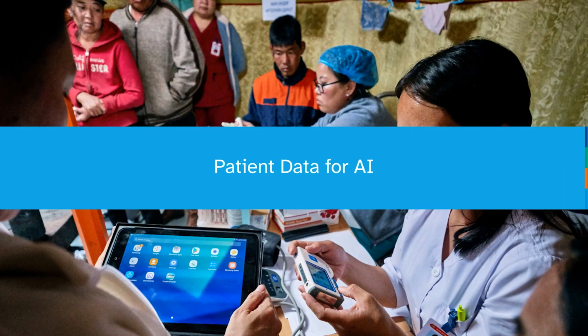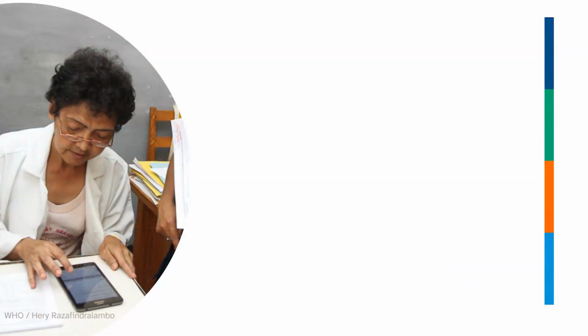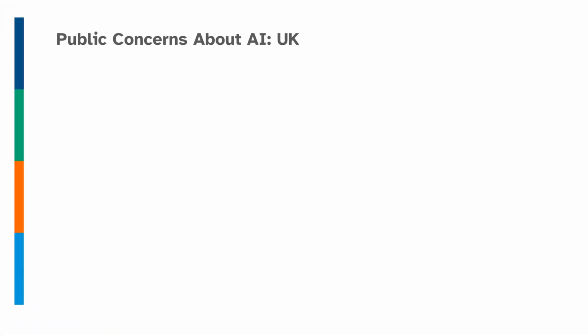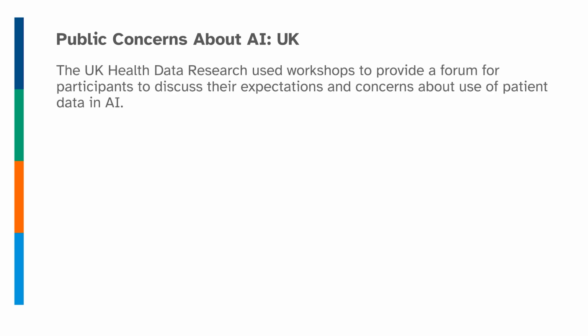Patient data for AI. A critical concern for the public is how data is collected and used for AI. For example, data protection concerns in the United Kingdom have been addressed through public debate and dialogue. The health data research used workshops to provide a forum for participants to discuss their expectations and concerns about use of patient data in AI.